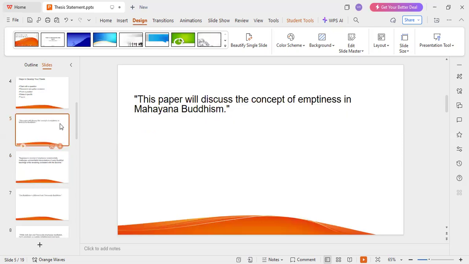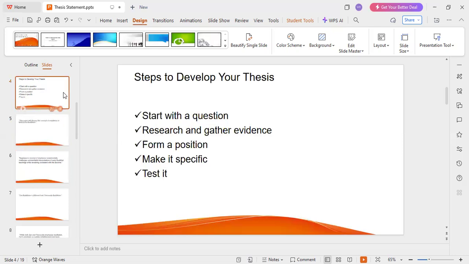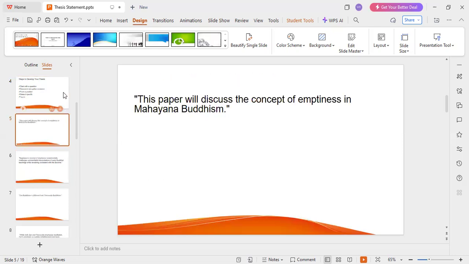All right, okay. So then, we were discussing some basic steps to develop your thesis statement. And here, when we consider this example, what do you think about this one? Is this a strong thesis statement or a weak thesis statement?